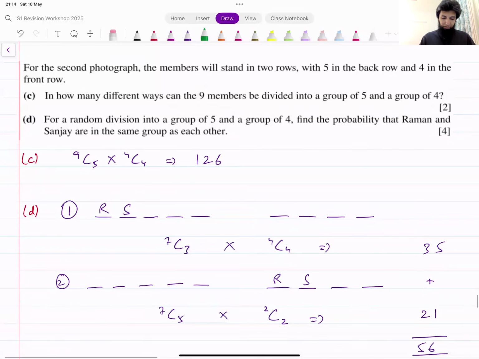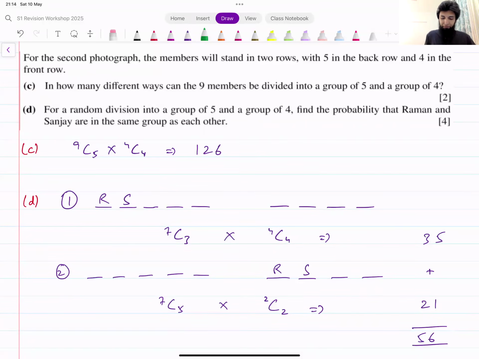Okay, let's have a look at this now. We have some people who are taking a photograph. The members will stand in 2 rows with 5 in the back row and 4 in the front row. In how many different ways can 9 members be divided into a group of 5 and a group of 4? We want to divide people into groups. What's that? That's combination, right? We're making groups of people. Order does not matter here.